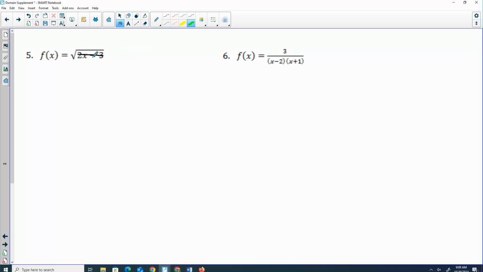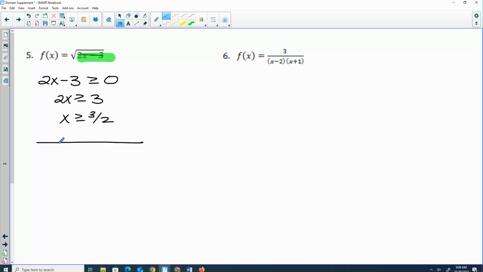We know if we have a square root, the thing underneath, so the 2x minus 3, has to be greater than or equal to 0. This is something we can solve. Add over your 3. And then what else do you have to do to get x by itself? Okay. If you think about what that means, greater than or equal to 3 halves says I'm starting at 3 halves and it's everything bigger. So my interval is bracket 3 halves to infinity. That's my domain. Anything from 3 halves on.